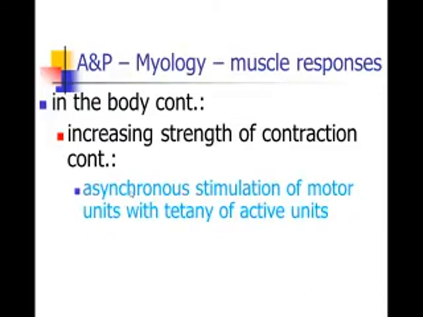But the problem with tetany is that it means that the cells are not getting any relaxation time. And if you don't get any relaxation time, they're eventually going to fatigue. And generally, when you're using your muscles to do things, you don't want your muscle cells fatiguing. So how do we get around that? Well, we actually have a special way of stimulating these cells. It's called asynchronous stimulation of the motor units.